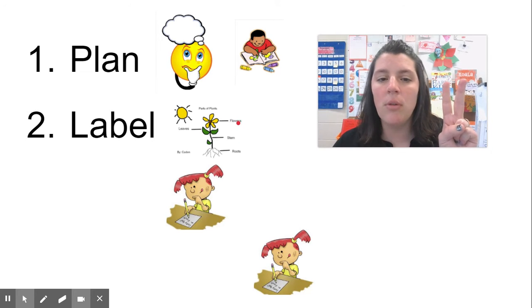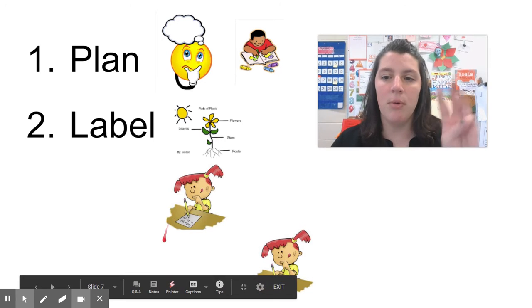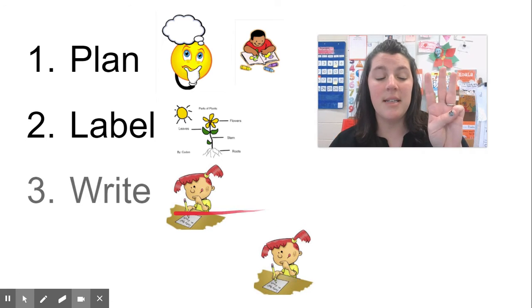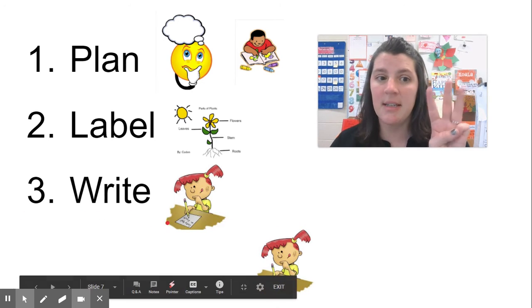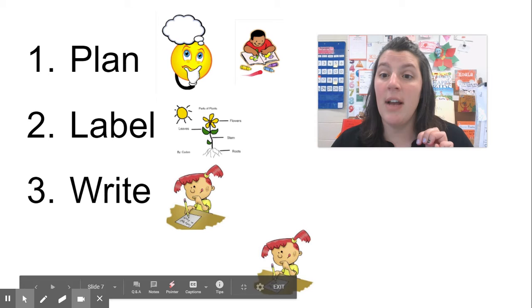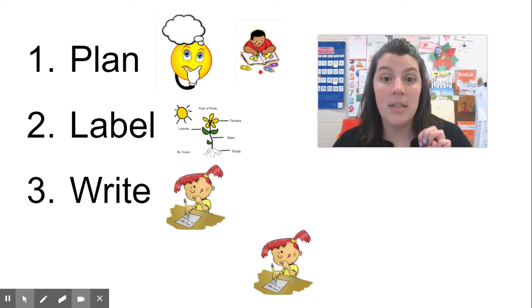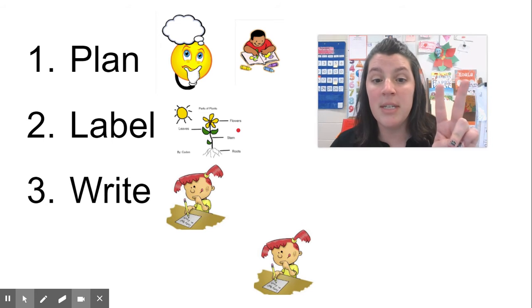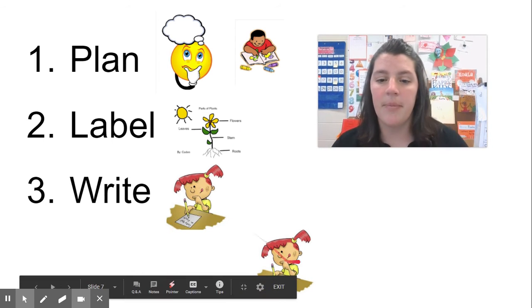All right, what's step two? Label. Remember, we wrote little words by parts of our pictures that are important. Okay? Step two is label. All right, we're up to step three. What is she doing? That's right. Step three is to write. So once we figured out what our story was going to be about, we put the pictures on each page, then we labeled the important details. Now we're using those labels to write our sentences.